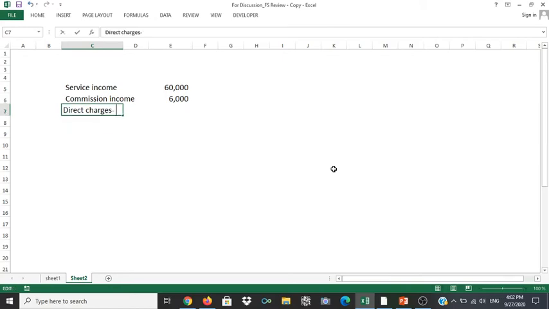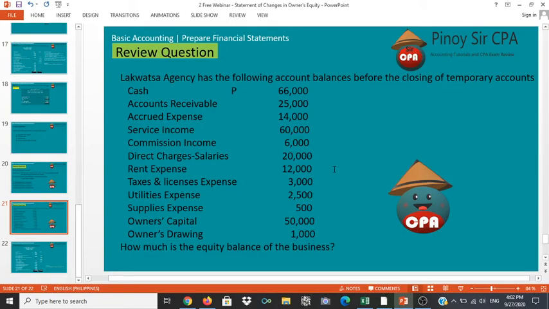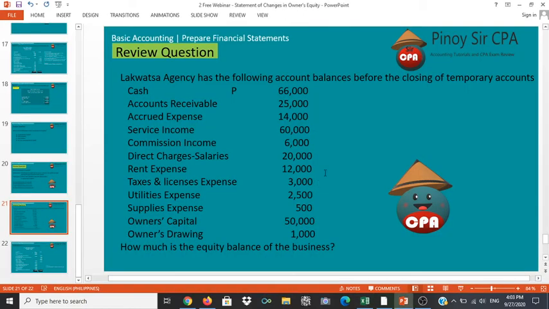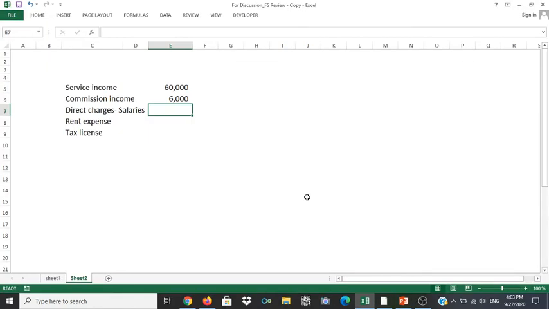Salaries yun, tama? Tandaan lang natin para sunod-sunod. 20,000, then rent expense 12,000, tax and license 3,000. So, sulat natin. Rent expense, tax and license, tama ba? So, ano nga ulit yung mga amount? 20, 12, then 3. So, this is a deduction because it is an expense. 20, 12, and 3,000.